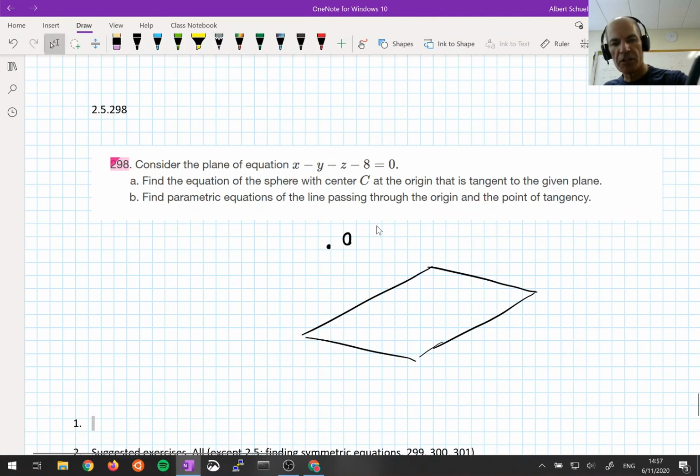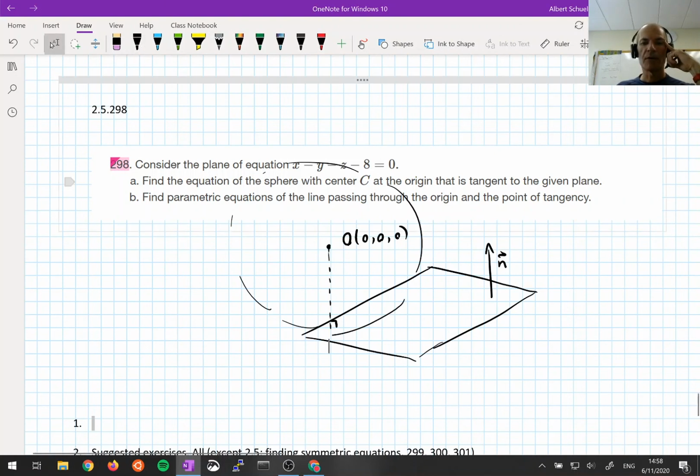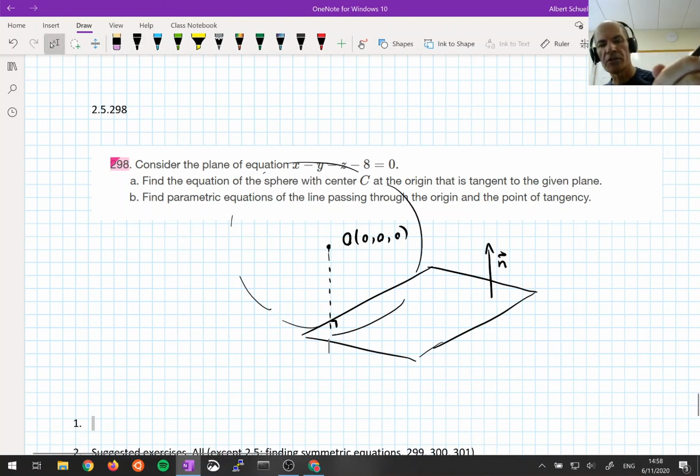And let's put the origin out here. Remember, the origin is just 0, 0, 0. And we've got a normal vector. Planes have normal vectors. We can figure that out later. What we need to do is figure out the distance from the origin down to the plane, because we'll use that distance as the radius of a sphere, and that sphere will then be tangent to the plane. So our first job is to figure out the distance from the origin to the plane.